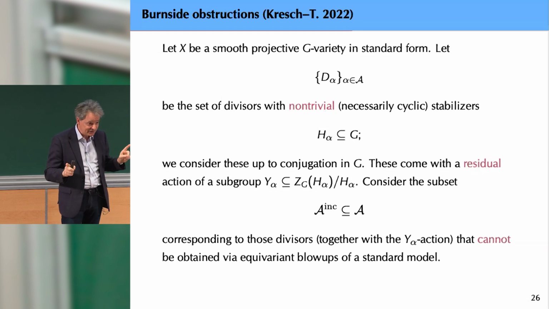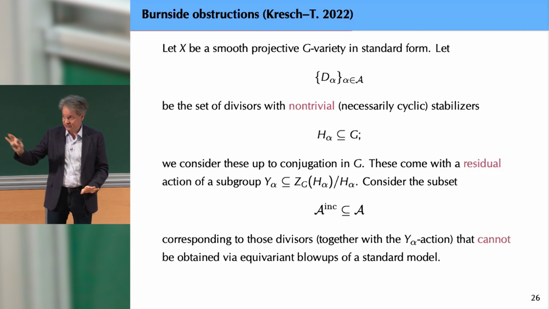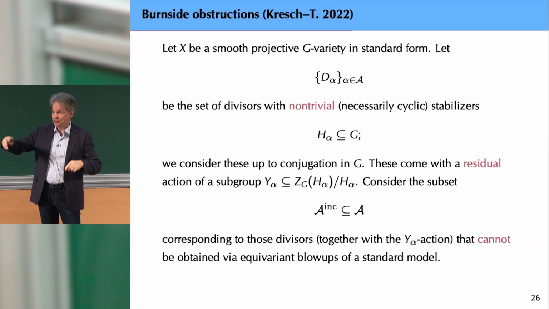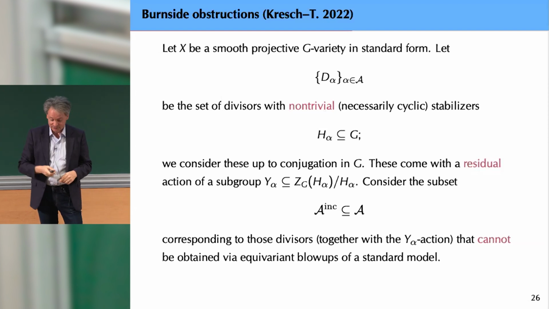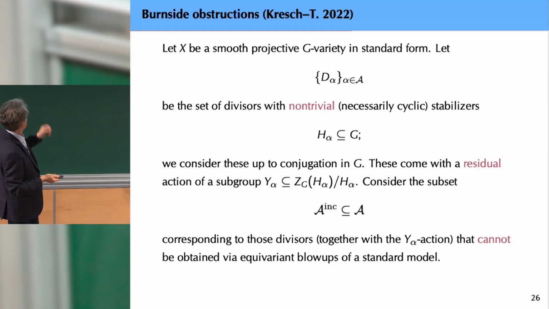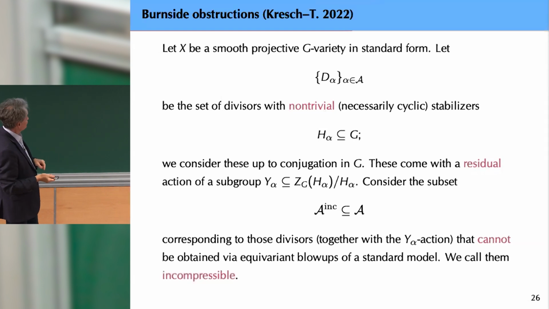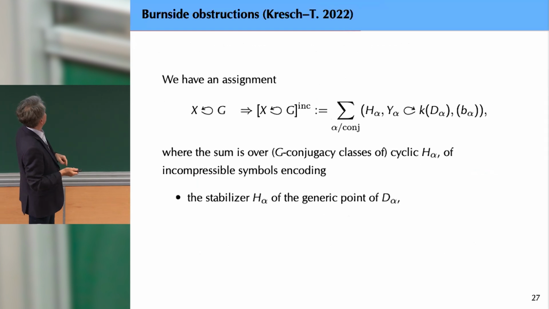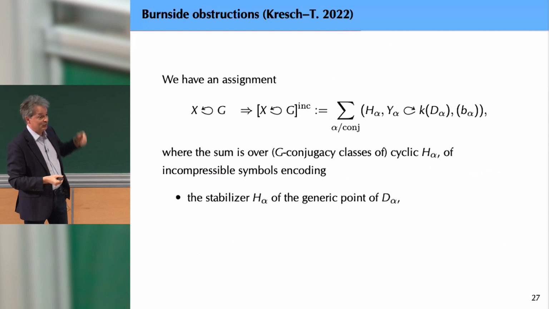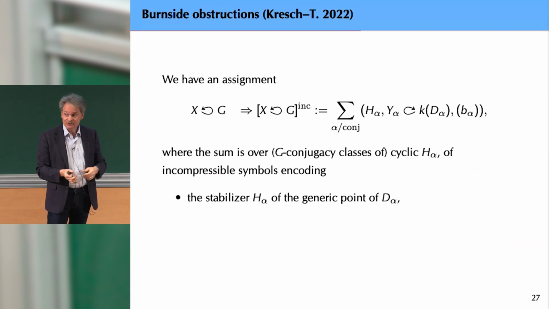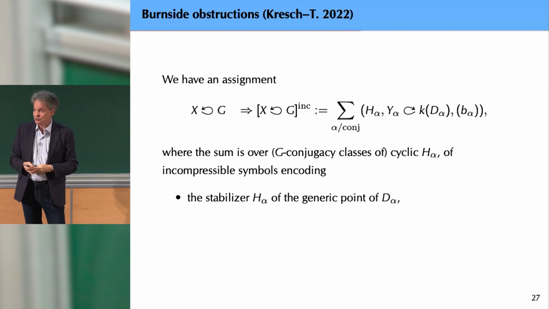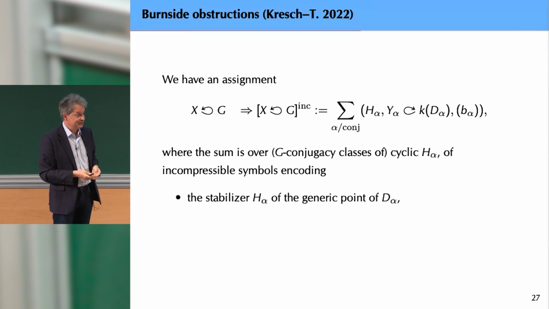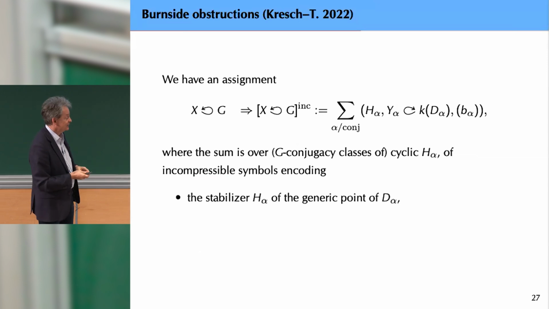From blow-ups of a standard model, not just general blow-ups or general form. Once you've reached the standard model, then those blow-ups, okay, those we call incompressible, those kind of symbols. And if you write down now the divisors that are incompressible in the G action that's presented to you, well, it turns out that this is a birational invariant.